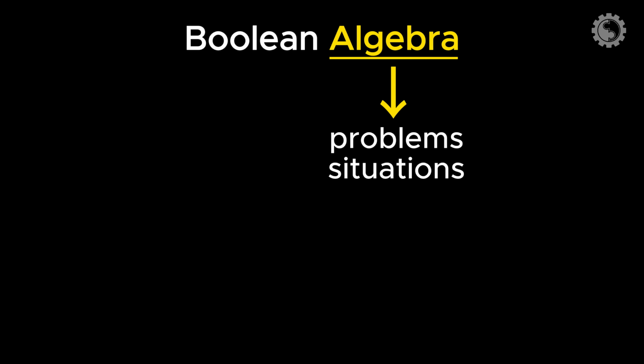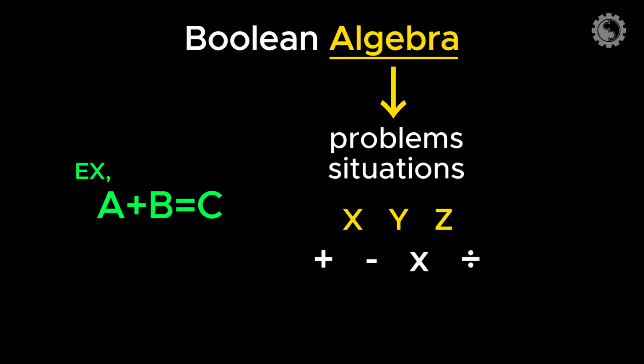mathematics. In the word Boolean algebra, algebra stands for representation of problems or situations in the form of mathematical expressions. It involves variables like x, y, z, and mathematical operations like addition, subtraction, multiplication, and division to form a meaningful mathematical expression. One simple example of an expression in algebra is a plus b equals c.